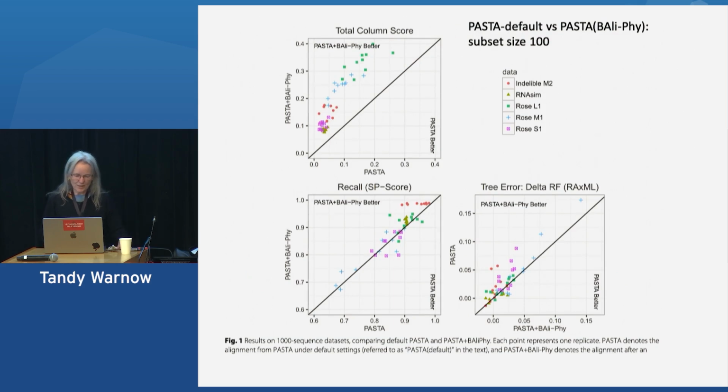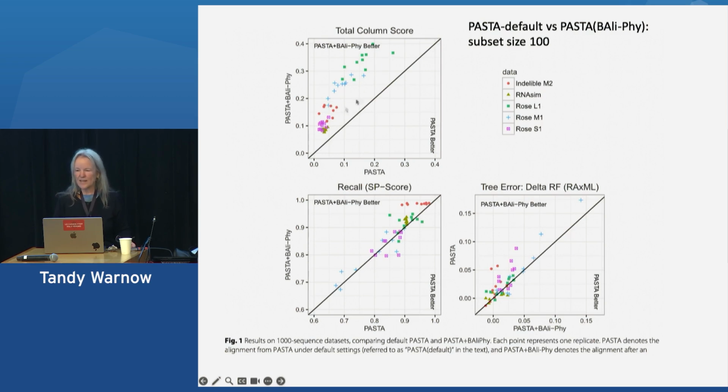So this scatter plot is comparing default PASTA to PASTA with BAli-Phy, on a data set with 1,000 sequences. This is the column score, which is a way of evaluating alignment accuracy. This is SP score, which is also alignment accuracy. This is recall for homology, so it's getting exactly the full column right. Anything above this line is better done by PASTA with BAli-Phy.